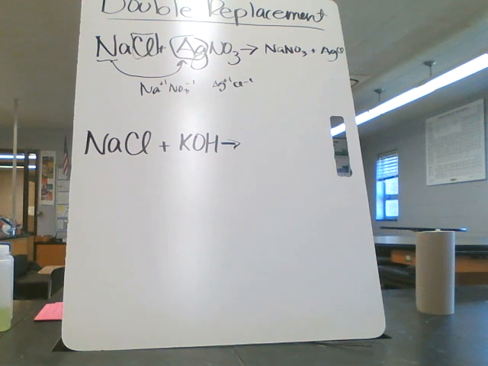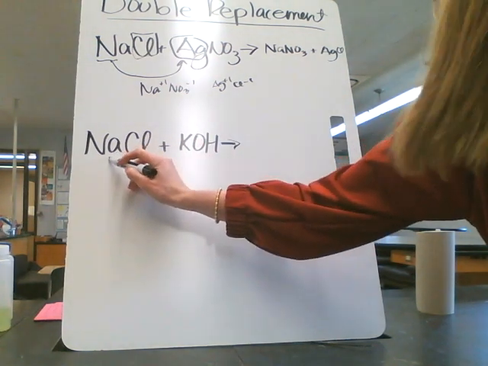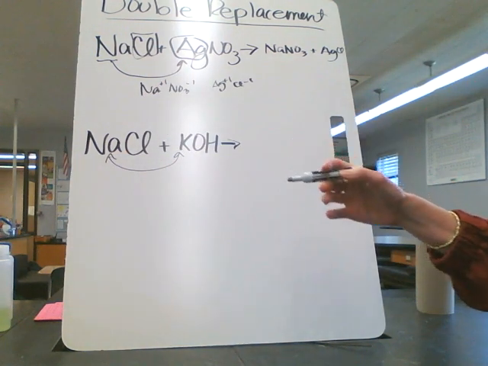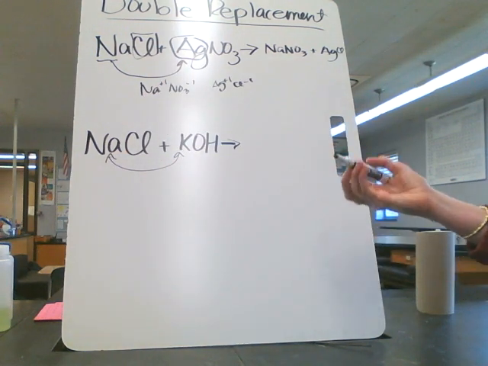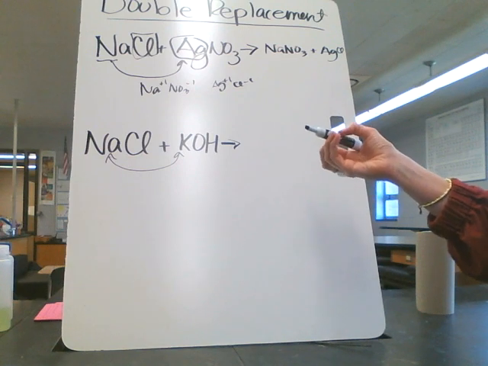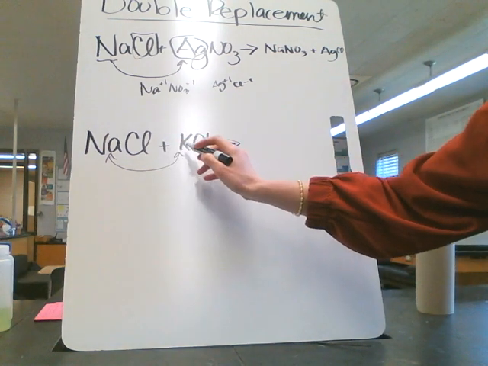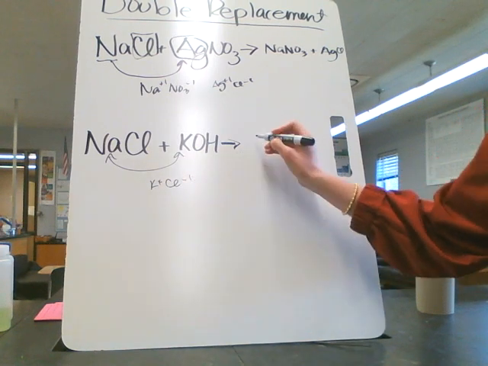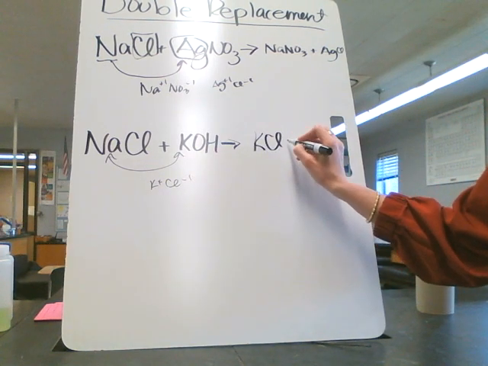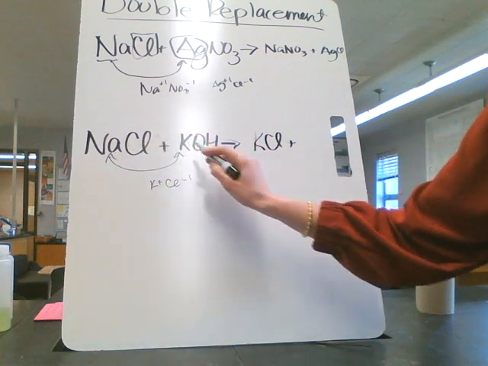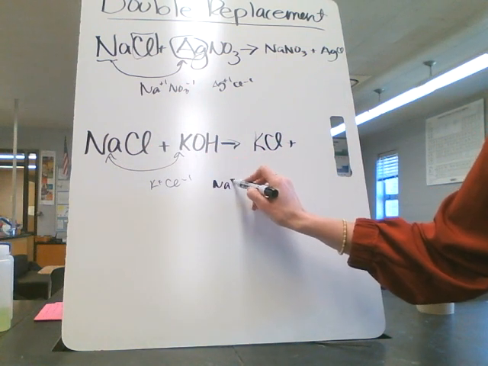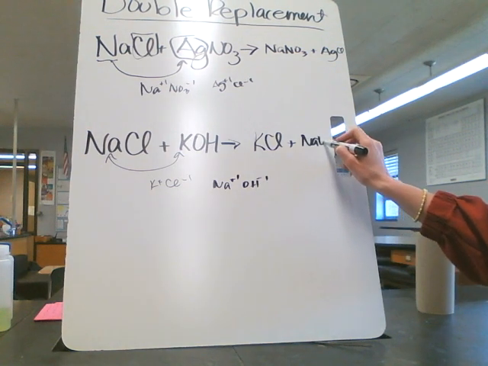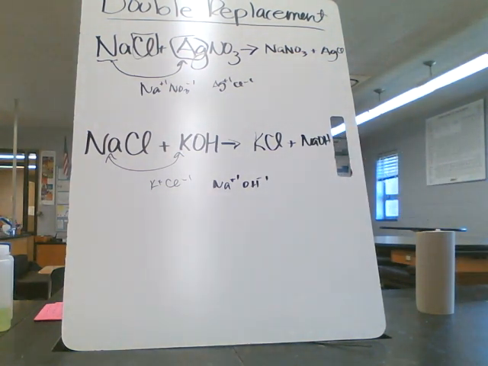Okay, so what happened in the second one is the Na and the K switched spots, okay? But we didn't get a precipitate from that. They didn't become a solid. So what we have is K going with the Cl. K is plus 1, Cl is minus 1, so we got KCl. And then the Na went with the OH. Na is plus 1, OH is minus 1. So we had NaOH. Now there's another part to this.